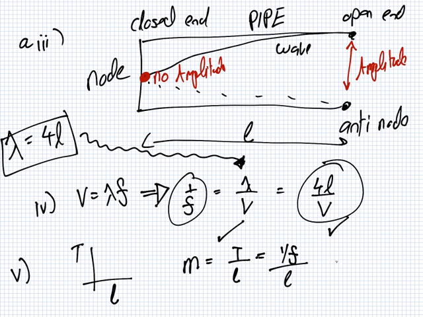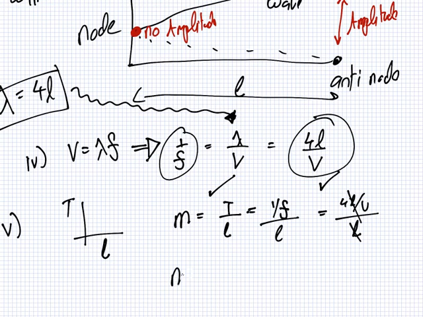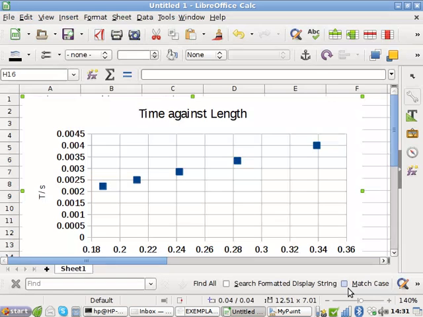So I can change this into 4L over V over L. The L's cancel, so you end up with the slope of the graph equal to 4 over V. So V equals 4 over slope. If I get the slope and do 4 divided by the slope, then I have the speed of sound, which should be about 330. Now, how do you get the slope here? You need to draw a triangle.